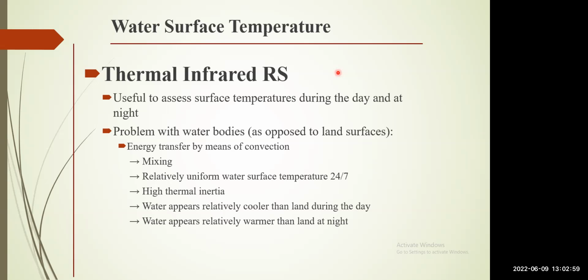So it is very important for us how we can consider that specific area for mapping using remote sensing data, and also to consider the surface temperature of the water, how it is increasing or how it is decreasing.